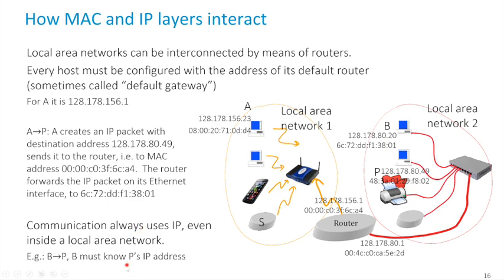If you use TCP-IP software, communication always uses IP, even inside the local area network. For example, if B sends to the printer, it will do the same thing. B will send a packet to the IP address of the printer. It will not send to the MAC address. It will send to the IP address of the printer.